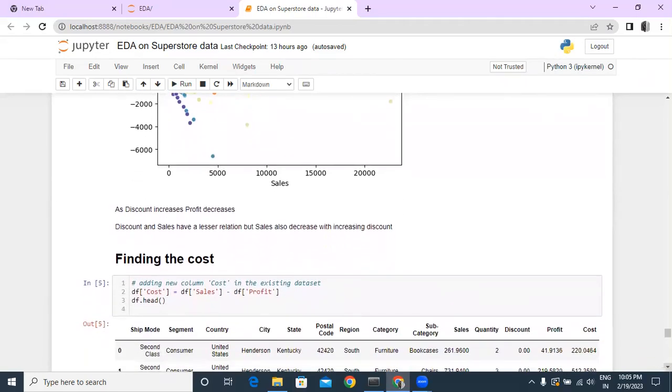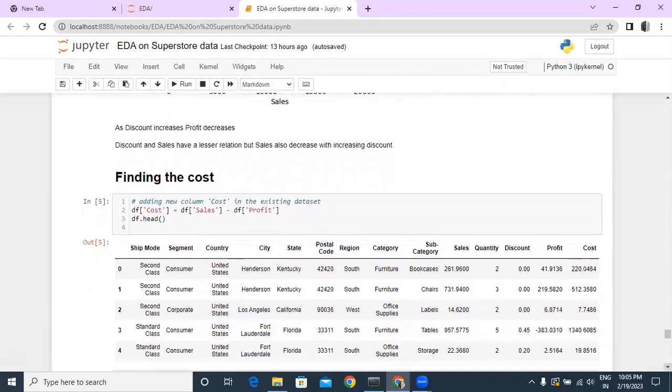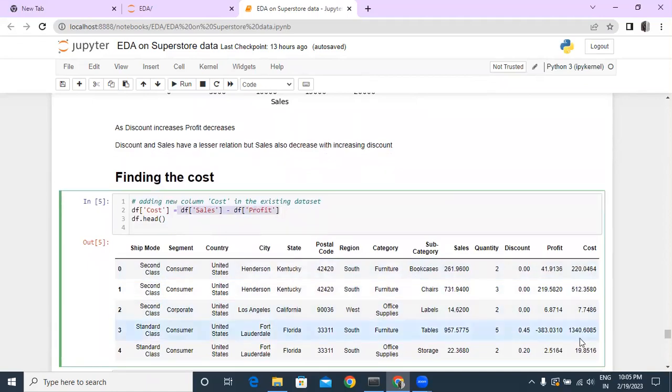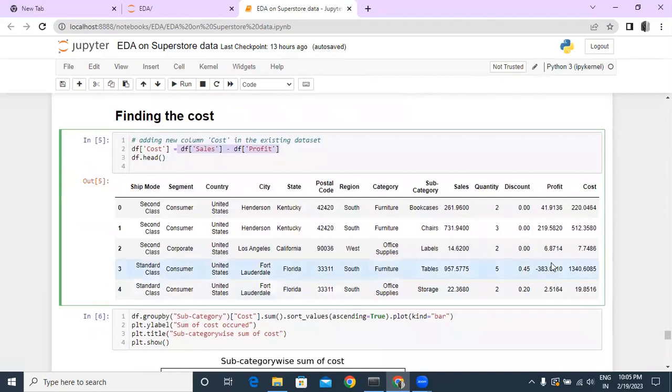Now we are moving on to find the cost. So we are doing the feature engineering part. We are adding one column, and how we are adding cost is by subtracting profit from sales. So we did this and added it, and we got our cost column over here by subtracting these two values, sales and profit.